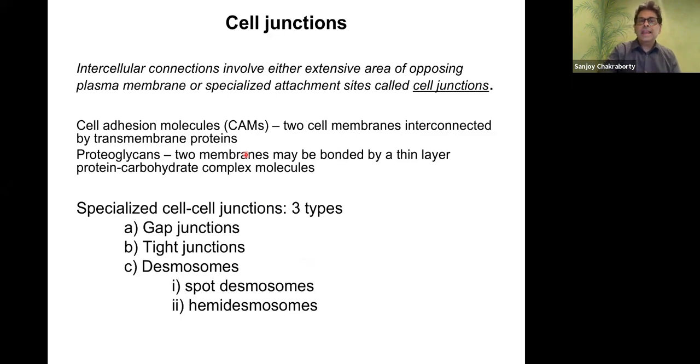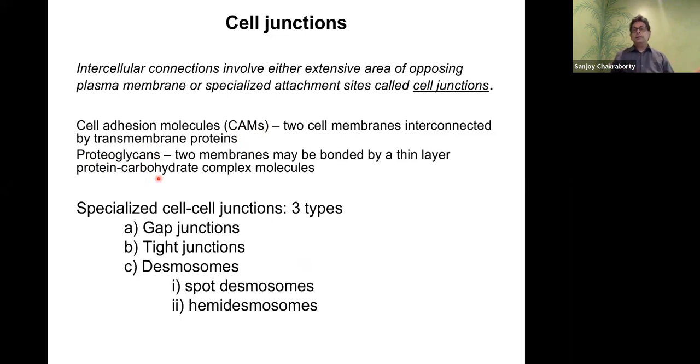Those are called CAMs, cell adhesion molecules. And there are some glue-like materials, like proteoglycans. These are protein-carbohydrate complex molecules. Those molecules act like cement, like when you put two bricks side by side and put cement in between to connect them. Something like that. So they're like a cementing material putting the two membranes together.